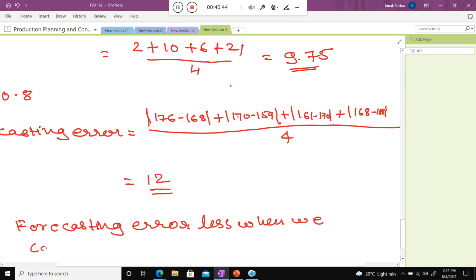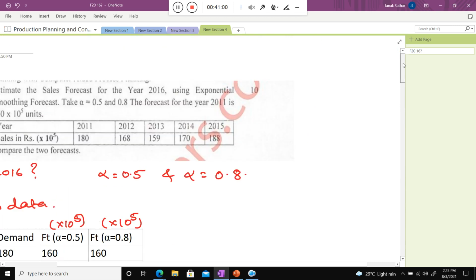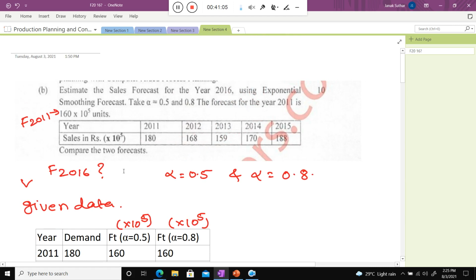For forecasting 2016, what data do you need? We need the forecast of the previous year and the demand of the previous year. Here the demand is already given, that is 2015, with demand 188, but the forecasting part is missing. How will you calculate it? Here we have the forecast of 2011 and the demand of 2011. Using these two numbers, we can calculate the forecast of 2012.